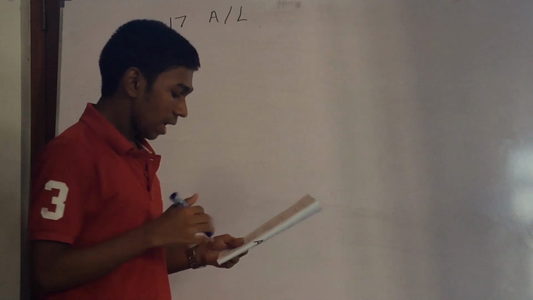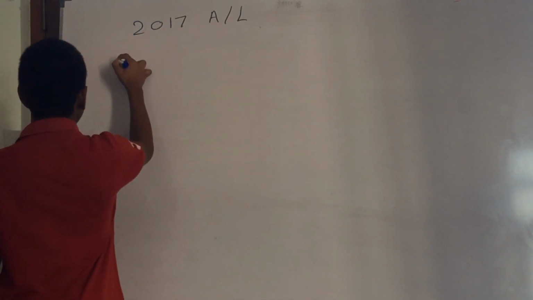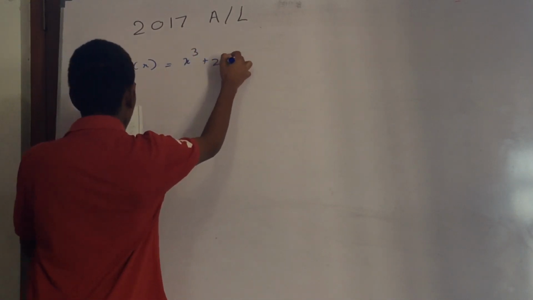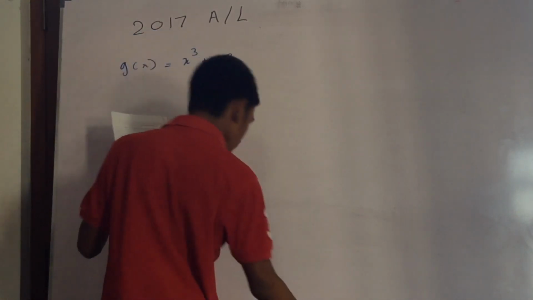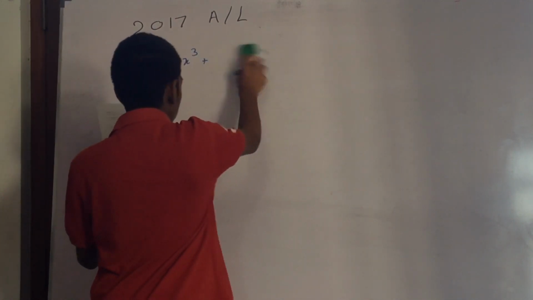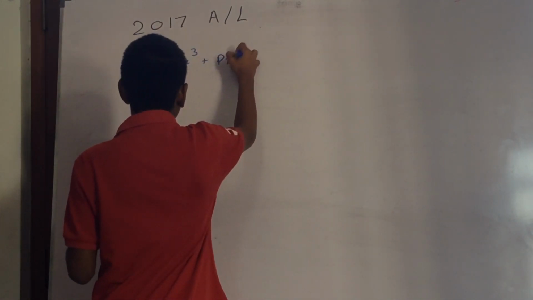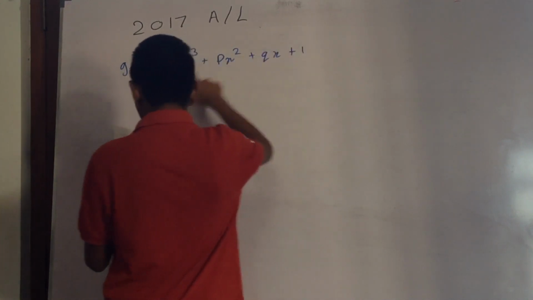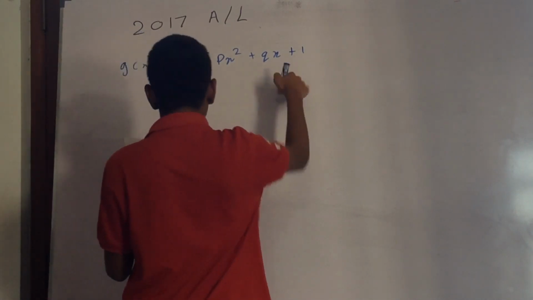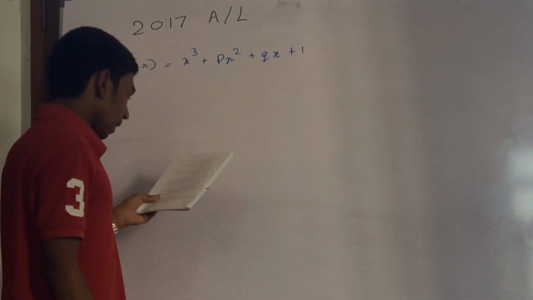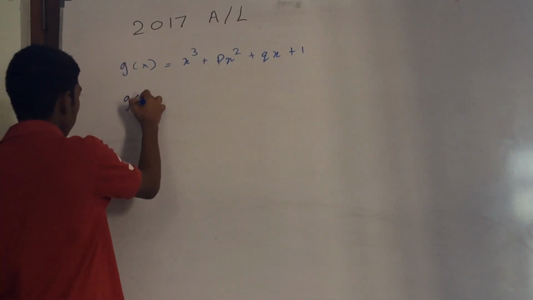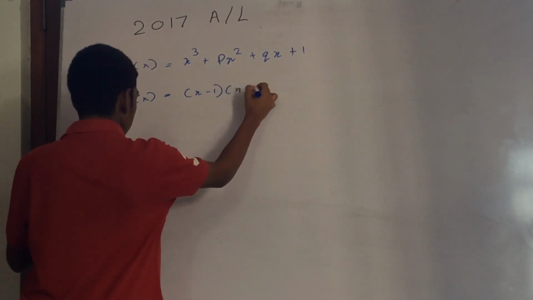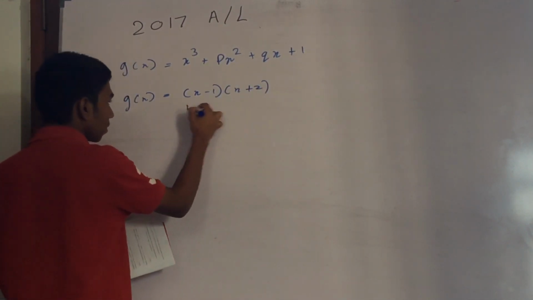They are asking: let g(x) be a polynomial, g(x) is equal to x cubed plus px squared plus qx plus 1. P and q both are integers. When g(x) is divided by x minus 1 and x plus 2. So you can say this is the divisor.